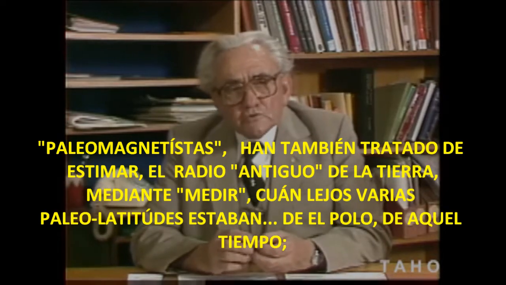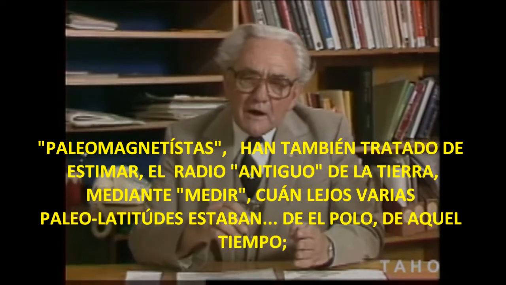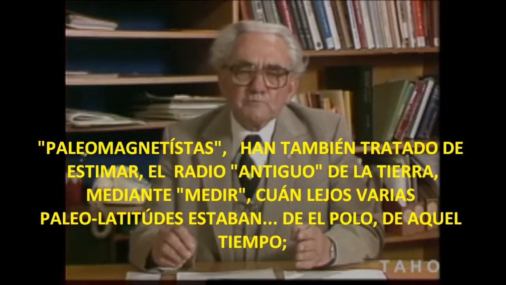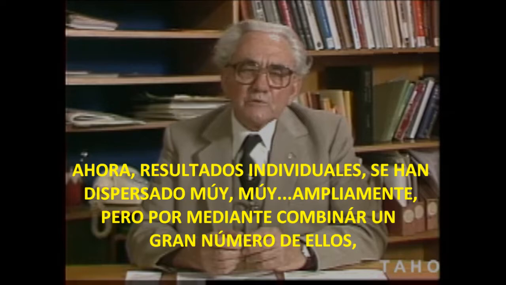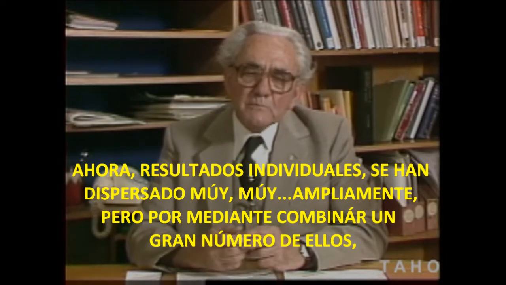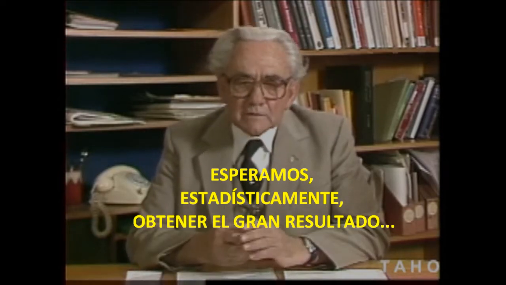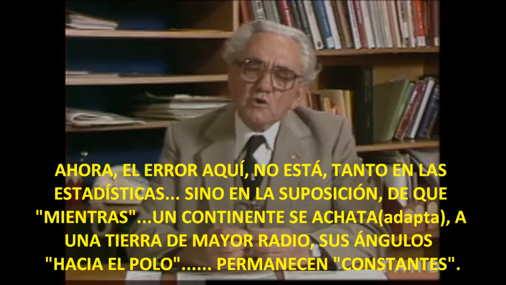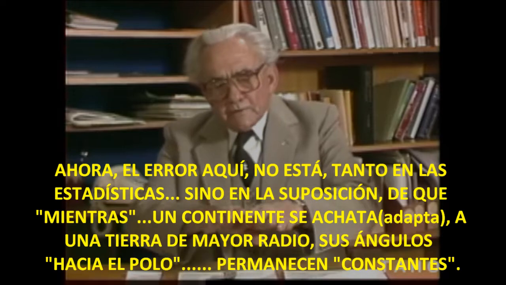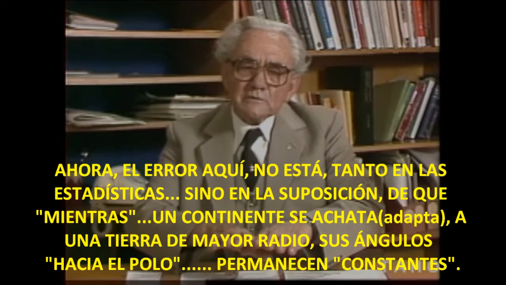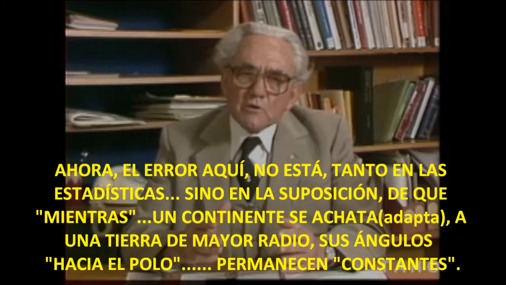Paleomagneticians have also tried to estimate the ancient radius of the Earth by measuring how far various paleolatitudes were from the pole of the time. Now, individual results scatter very, very widely, but by combining a large number of them, we hope statistically to get the correct result. Now, the error here is not so much in the statistics, but in the assumption that as a continent flattens to a larger radius Earth, that the angles to the pole remain constant.